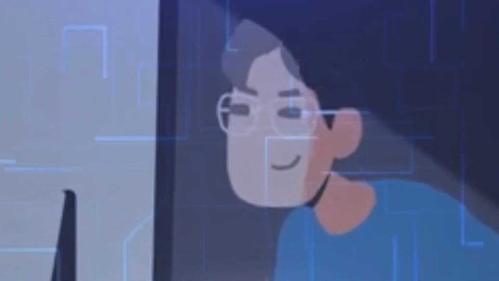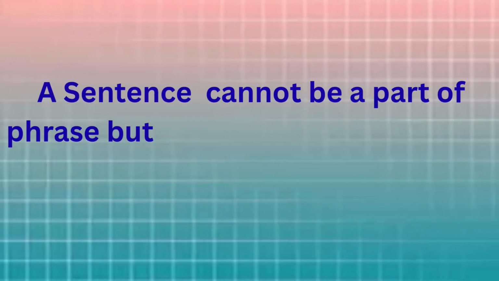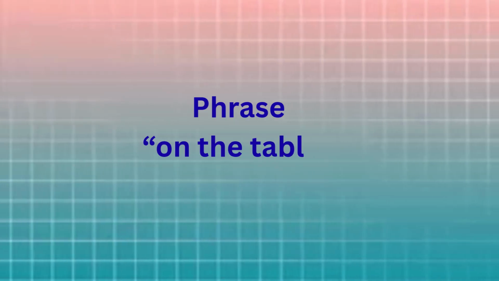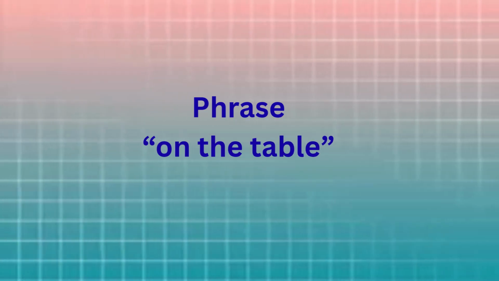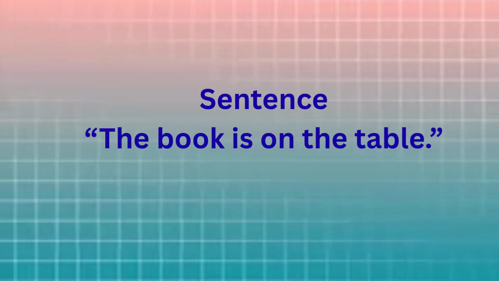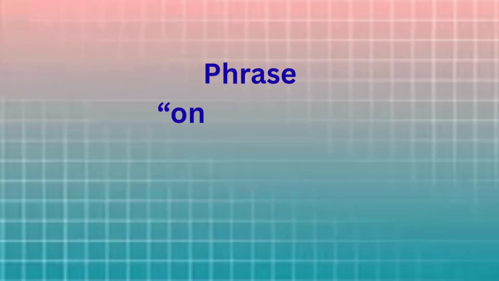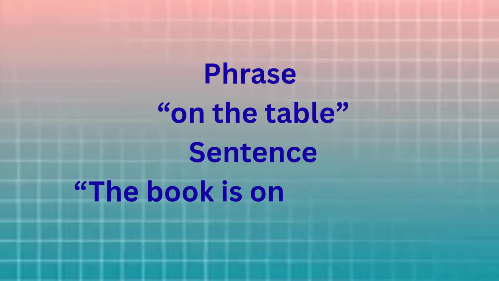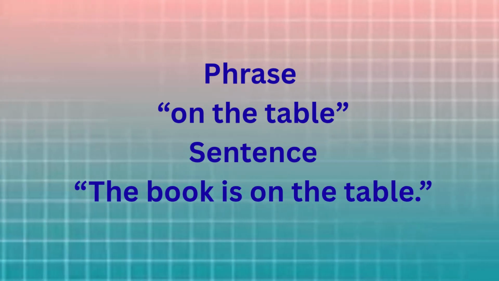Now let's learn the interesting thing. A sentence cannot be a part of a phrase, but a phrase can be a part of a sentence. Let's try to understand with an example. Phrase: on the table. This is not complete. We don't know what is on the table. Sentence: the book is on the table. Now you can see a phrase doesn't convey complete meaning, but a sentence does. A phrase doesn't stand alone, but a sentence does.